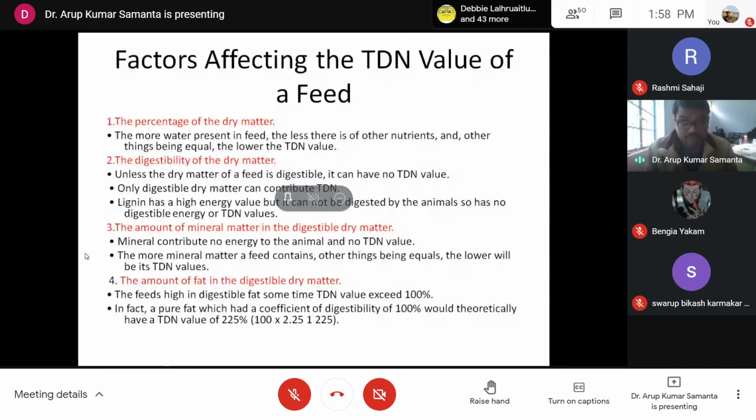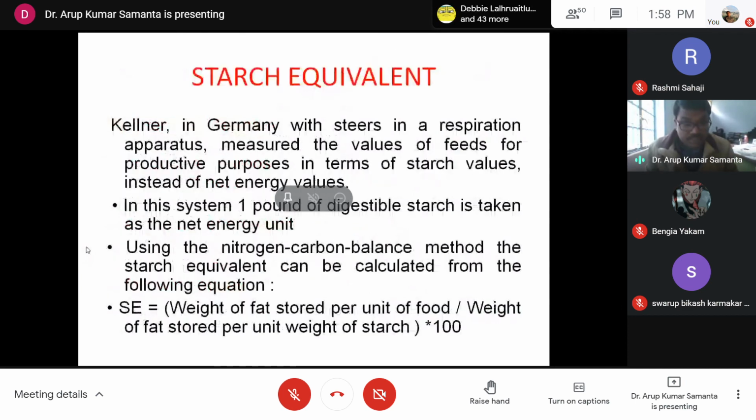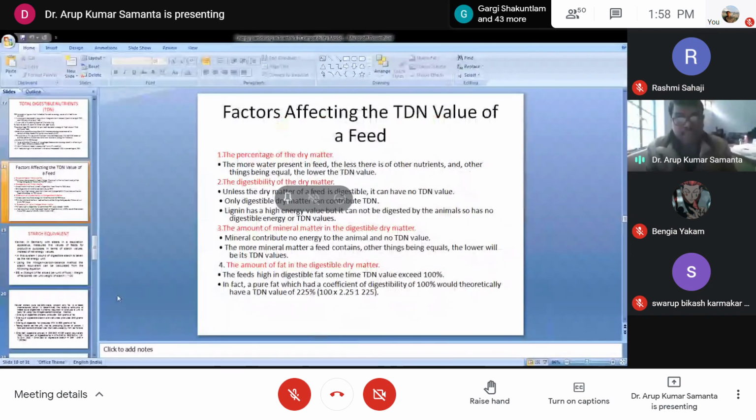Okay, so this is about the TDN. What is TDN, how to calculate the TDN, what are the different factors which can affect the TDN value, and what are the merits and demerits of the TDN value, I have just discussed right now. So I will stop here. If you have any query up to this part, you can ask me. If not, then I will stop here. In the next week, I'll be continuing with this one.